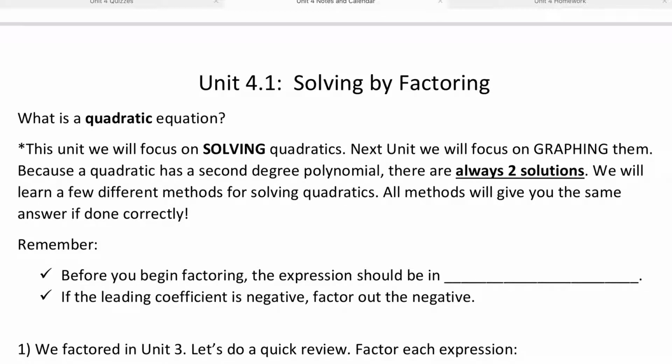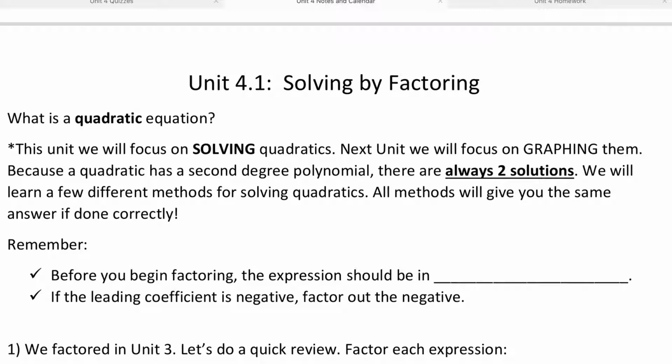Looking back, maybe last year in Sec 1, you did a lot with linear equations, where we had something like y equals mx plus b. Let me just write that there. Y equals mx plus b.